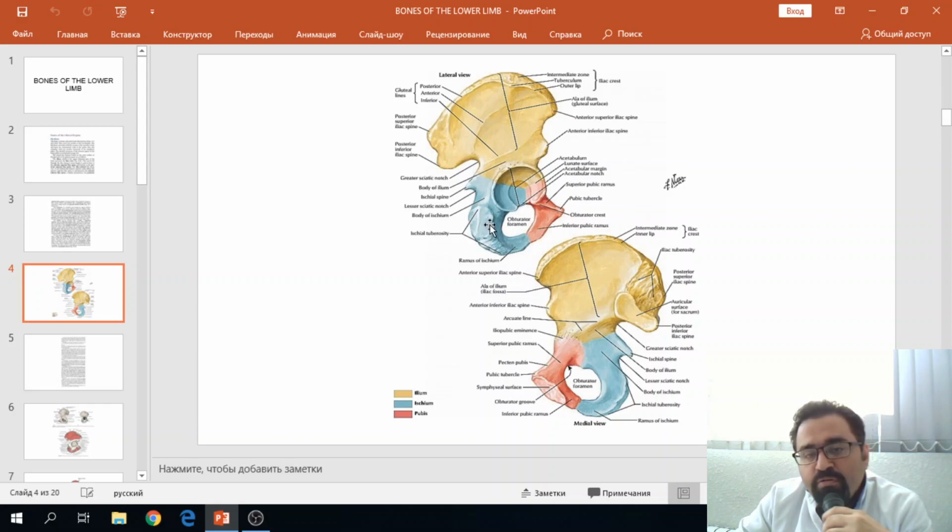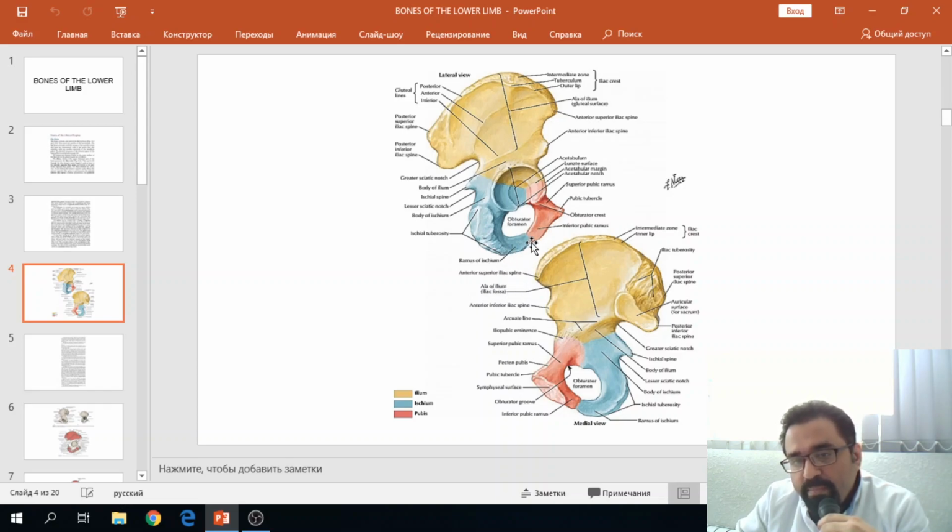This is the part of the hip bone over which we sit. This is the strongest part of the hip bone. It bears our weight when we sit on a chair. Okay, this is the place over which we sit. This is called the ischial tuberosity.